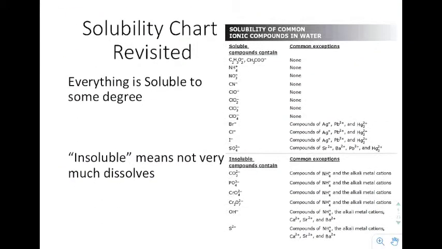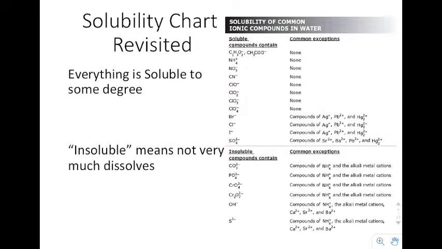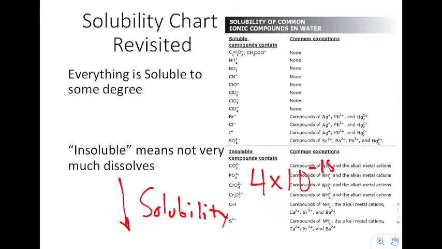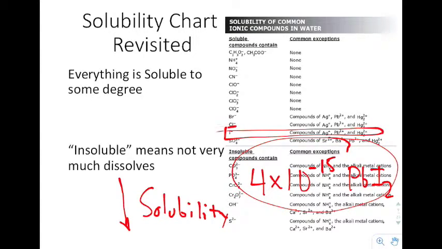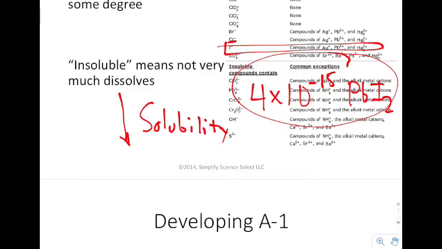So if we look at the solubility chart again, we said that everything is soluble to some degree. Whenever we say something is insoluble, we mean that it has a very, very, very low solubility. You can pretty much take anything and dissolve a little bit of it. But what I mean by a little bit is you can dissolve like 4 times 10 to the minus 15th of, say, lead iodide into a solution. So technically you can dissolve some of it in, even though it's classified as insoluble. Really, when we're talking about solubility, we're saying to what degree can you dissolve it in water.